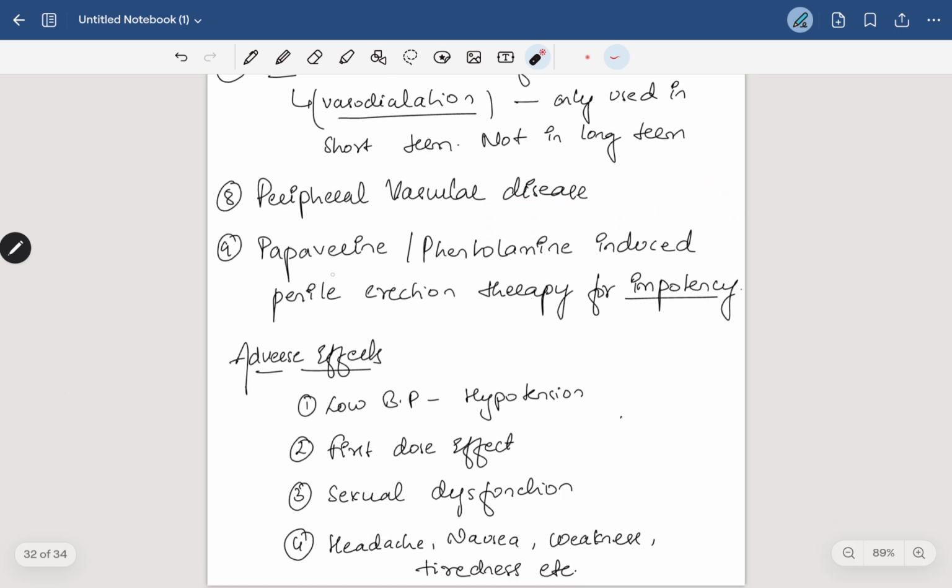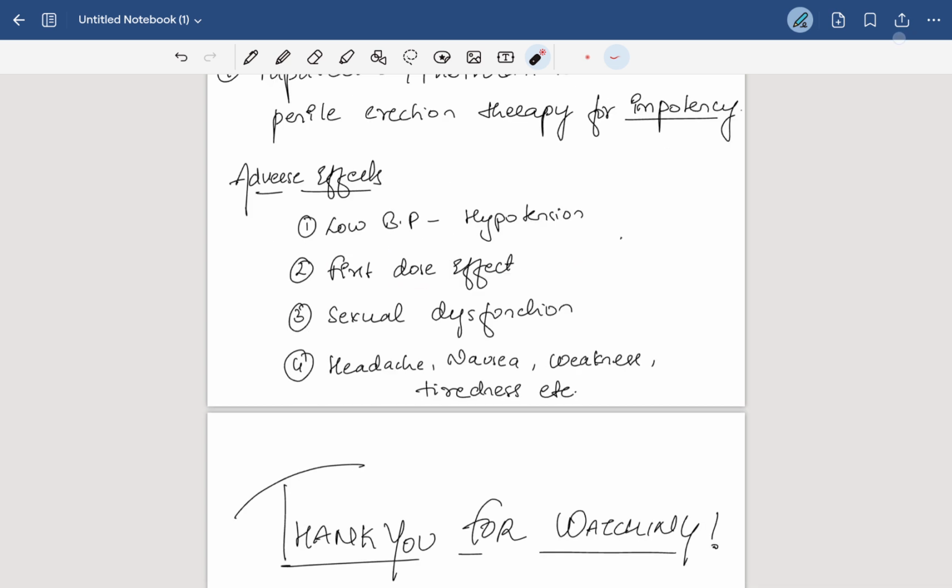And then it is given in papaverine or phentolamine induced penile erection therapy for impotency. I told you, right? Phentolamine we read. Recall that in the third function or something I had written that it is given for treatment of erectile dysfunction. It is given as a cavernosal injection. That point I have written again. Papaverine or phentolamine induced penile erection therapy for impotence.